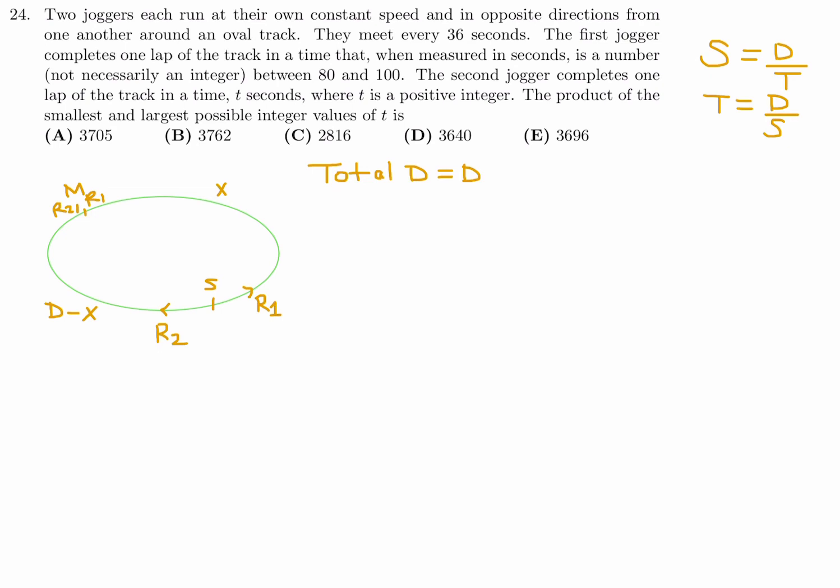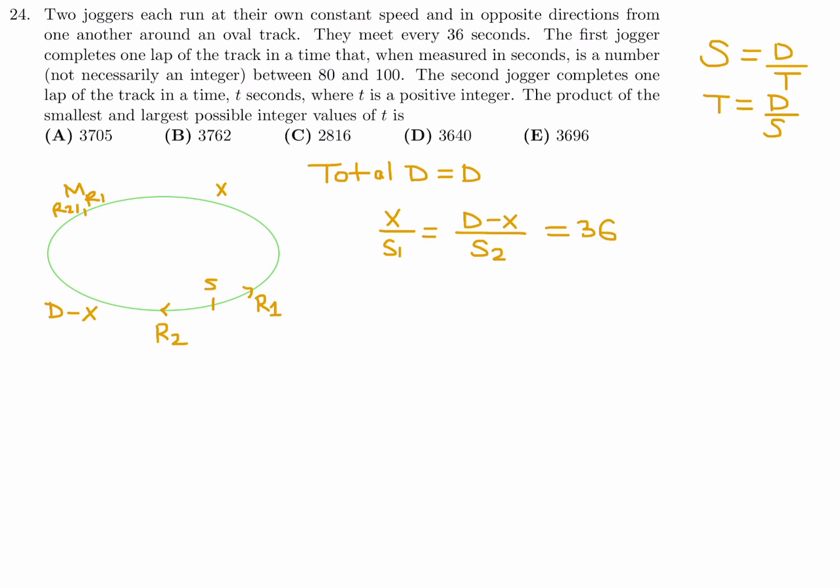For the first runner, R1, his distance is x, and his speed I'll call S1. For the second runner, his distance is d minus x, and his speed I'll call S2. These are written in this format, so they both represent times, but the times are equal. They're basically equal to 36.